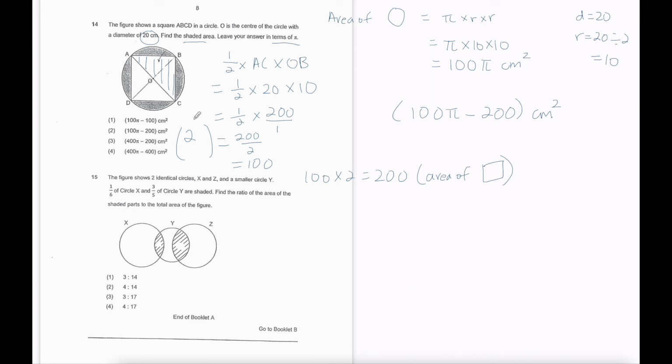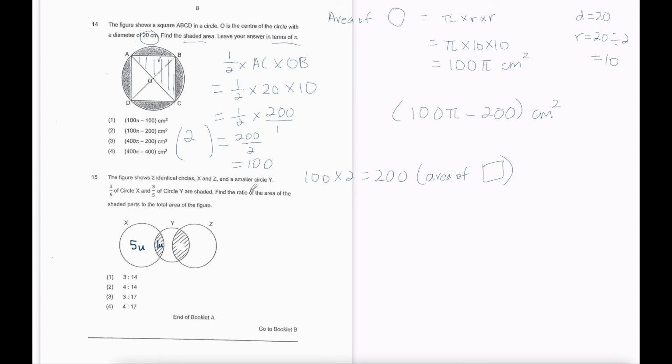The figure shows 2 identical circles, X and Z, and a smaller circle, Y. So 1/6 of circle X and 3/5 of circle Y are shaded. Find the ratio of the area of the shaded parts to the total area of the figure. So let's look at circle X. If 1/6 is shaded, I'm going to put here 1 unit, and I'm going to put here 5 units. Because 1 is shaded and my total is 6, so 5 plus 1 is 6.